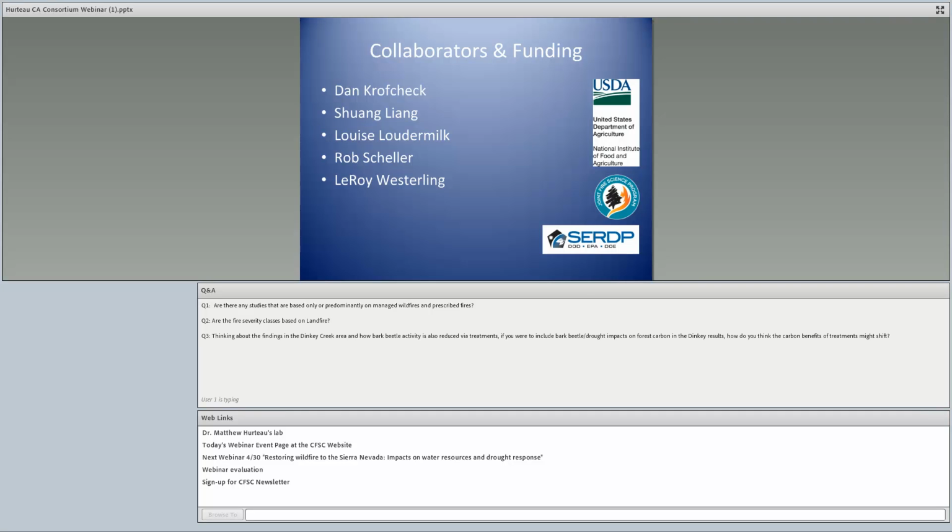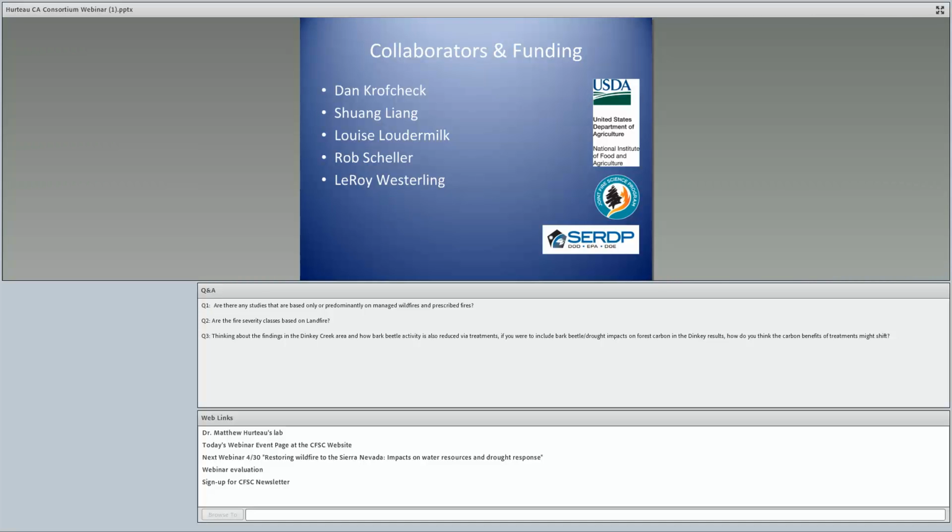Okay, this next one's a little long, so bear with us here. Thinking about the findings in the Dinkey Creek area and how bark beetle activity is also reduced via treatments, if you were to include bark beetle or drought impacts on forest carbon in the Dinkey results, how do you think the carbon benefits of treatment might shift?